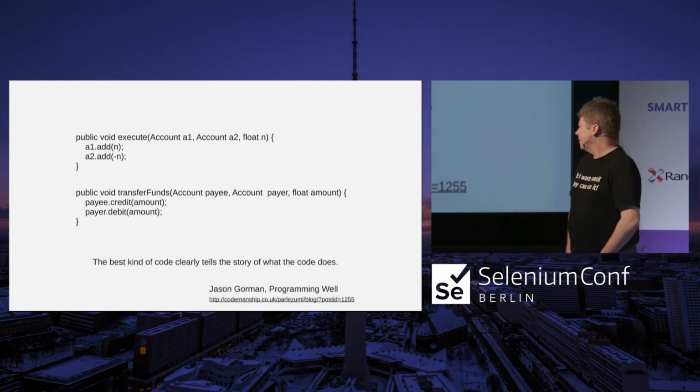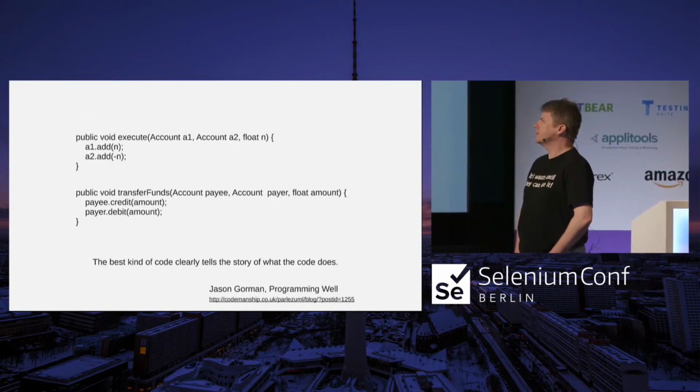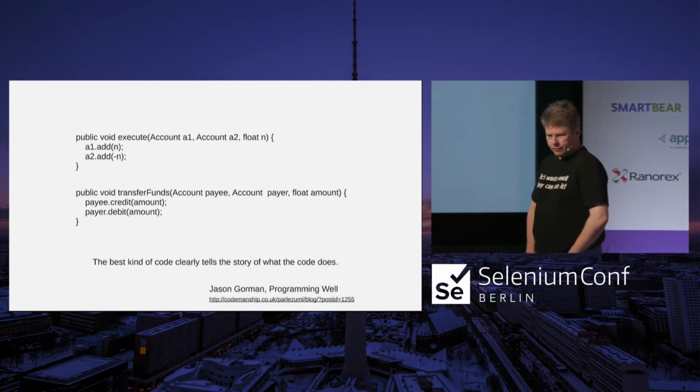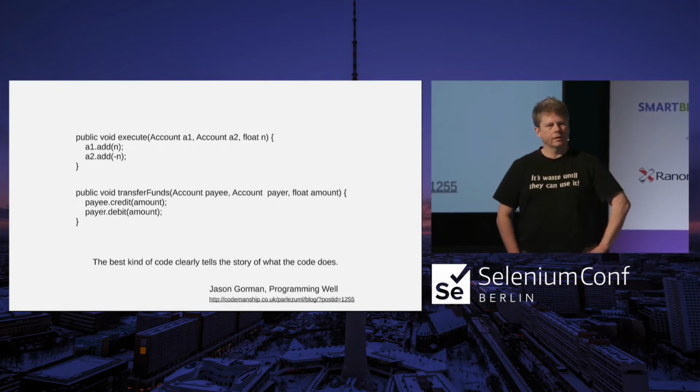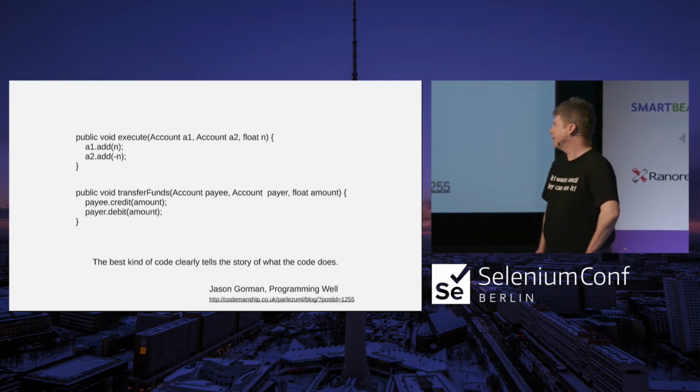So there's a quote, and there's also a blog post that Jason Gorman wrote. The best kind of code clearly tells the story of what the code does. We don't have to guess. And if there's a bug, it doesn't work as we hope it should do, the name could give you a hint on how it should actually work. So naming is very, very important.